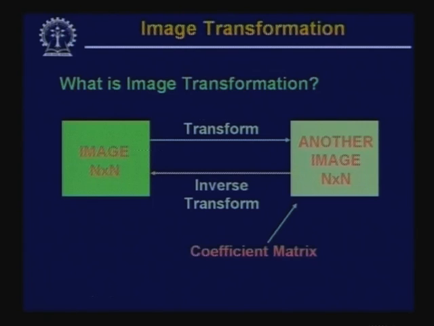You find that in this case we have shown a diagram where the input is an image, and after the image is transformed, we get another image. So, if the size of the input image is n by n, having n rows and n columns, the transformed image is also of the same size, n by n. And given this transformed image, if we perform the inverse transformation, we get back the original image, that is an image of size n by n.